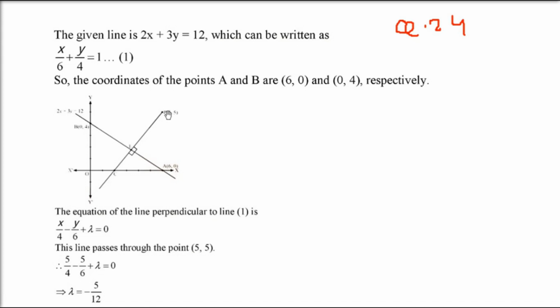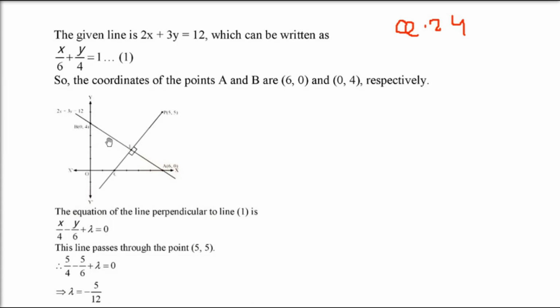This is a line coming from 5, 5 perpendicular to AB. It is perpendicular to AB, and meets the x-axis at C and the line AB at E. So if O is the origin of the coordinates, find the area of the figure OCEB.